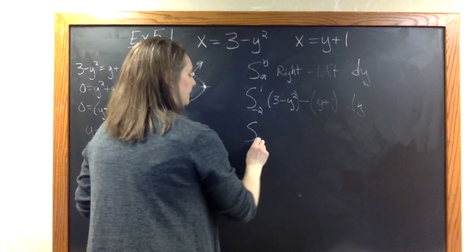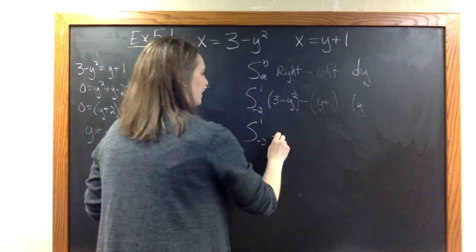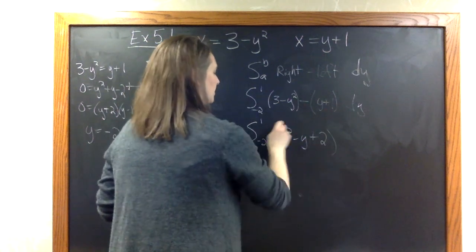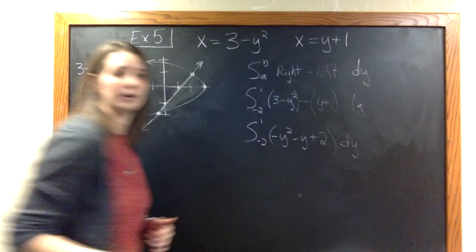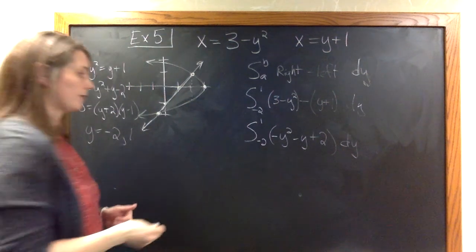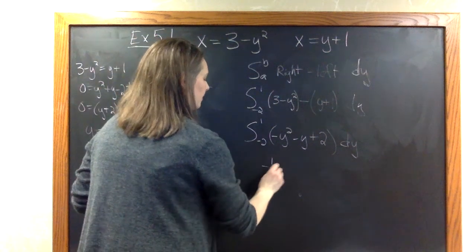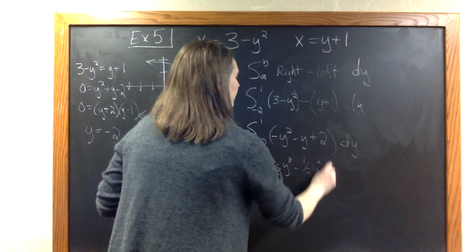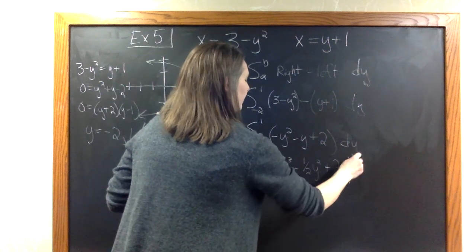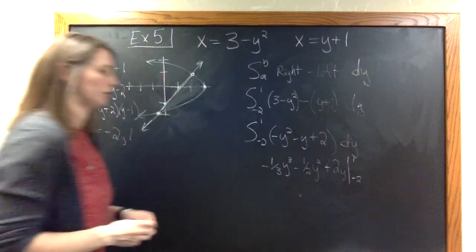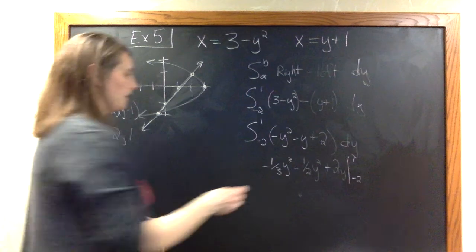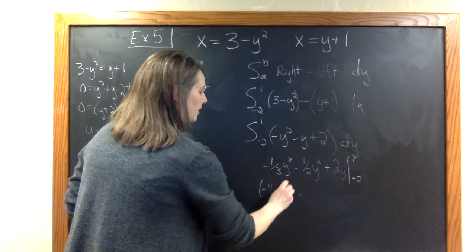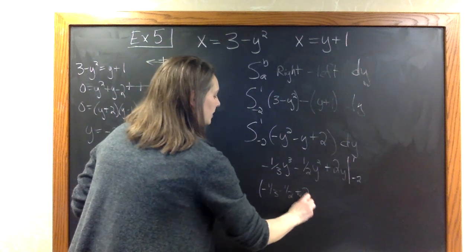So real quickly, I'm going to clean that up. It's negative y squared minus y plus 2. And then we'll take the antiderivative of that. Negative 1/3 y cubed minus 1/2 y squared plus 2y. And we're evaluating from 1 to negative 2. I've got the space, so I'll go ahead and plug this in. That's going to give us negative 1/3 minus 1/2 plus 2.